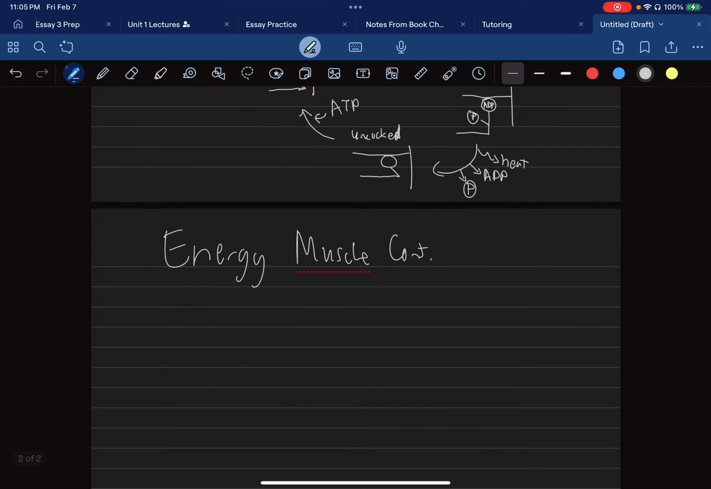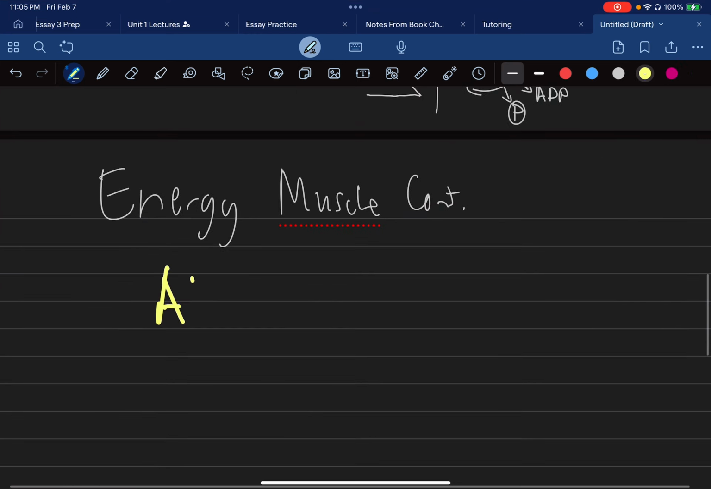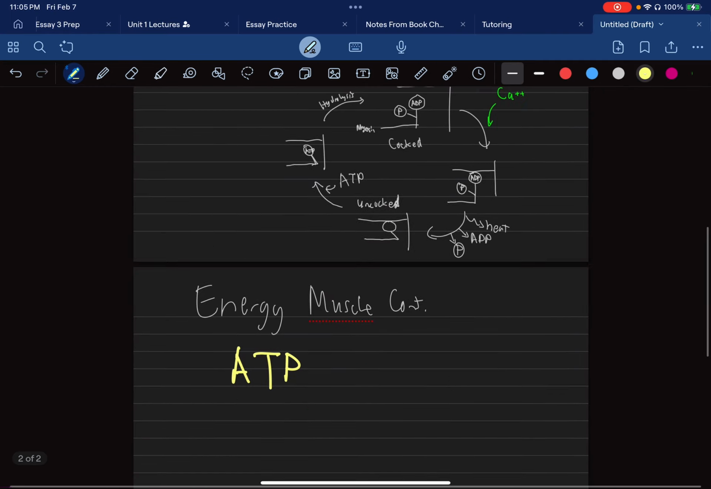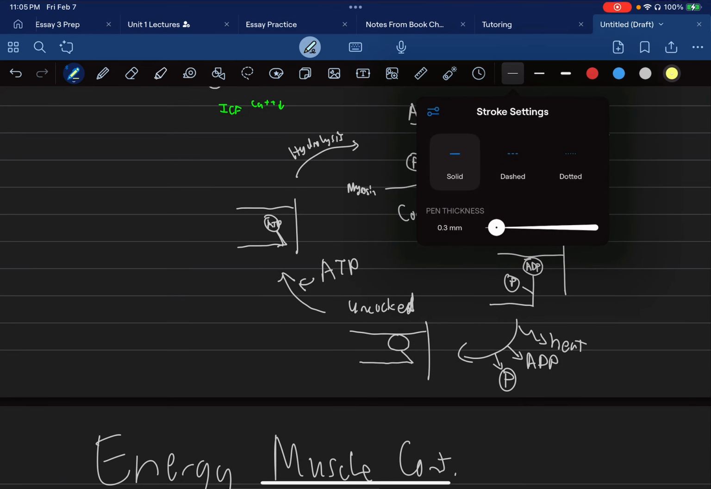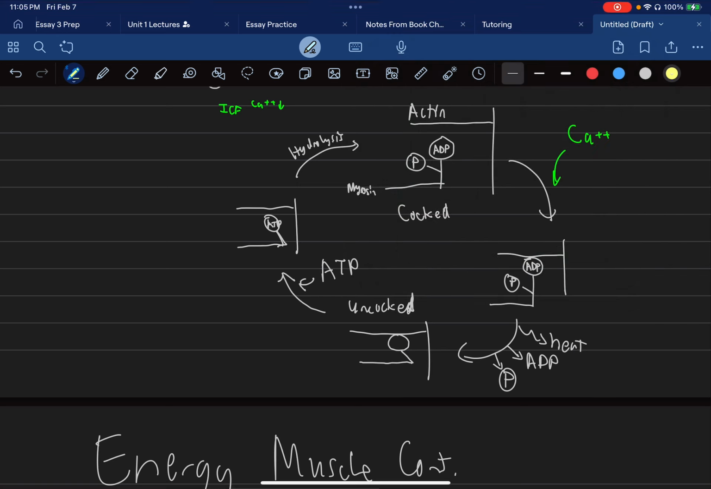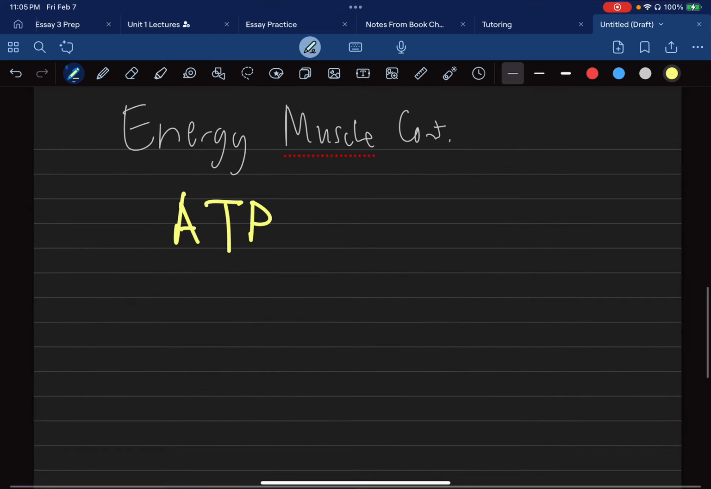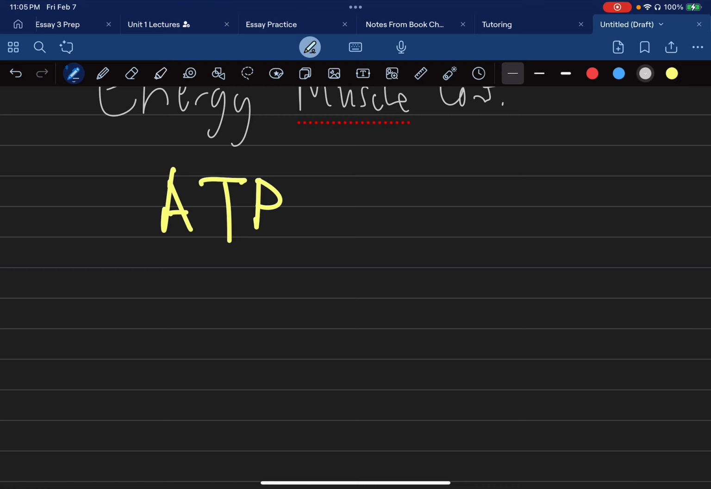Well, there's not any energy source that's more important than ATP. For us to be able to have a contraction and then an unbind and us be able to have another contraction, we need ATP. And there's a couple ways that we can get ATP.